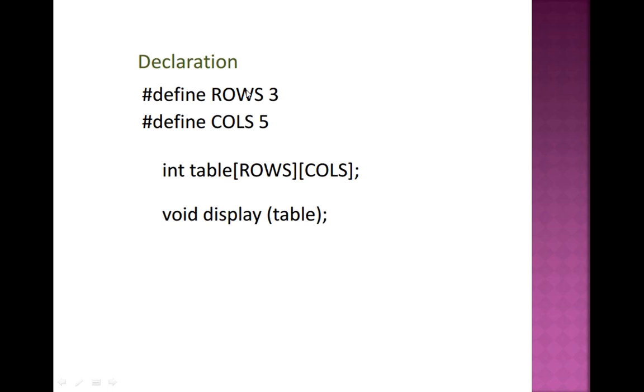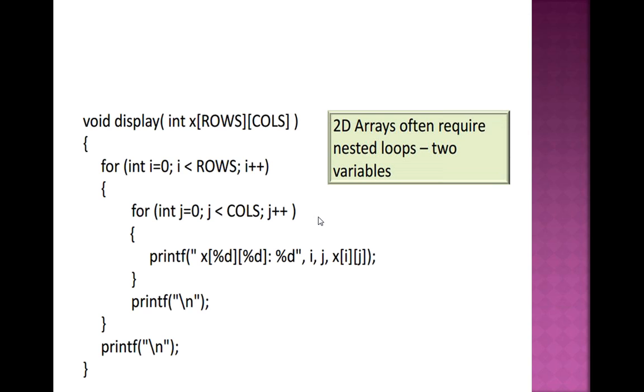Then we also discussed how we can declare the rows and how we can declare the columns. That is your predefined columns. In this, I have defined the rows as 3 and the columns as 5. So there are 3 rows, that is 0, 1, 2, and 5 columns, that is 0, 1, 2, 3, 4. This is a declaration, int table rows and columns. So table is your array name, and there are rows and multiple columns, and the type is int. Then we use the function void display table, with the definition void display int x rows columns.